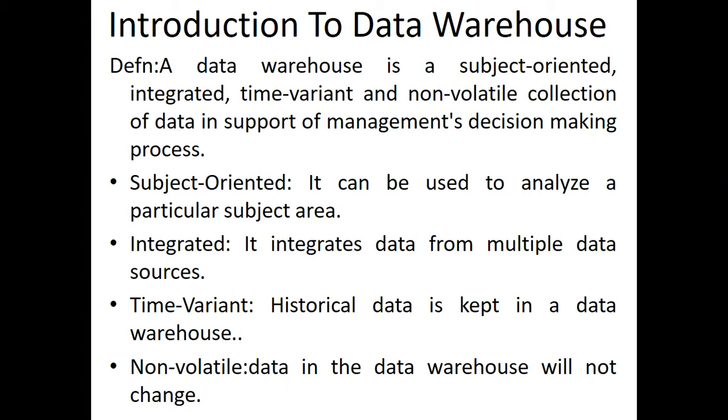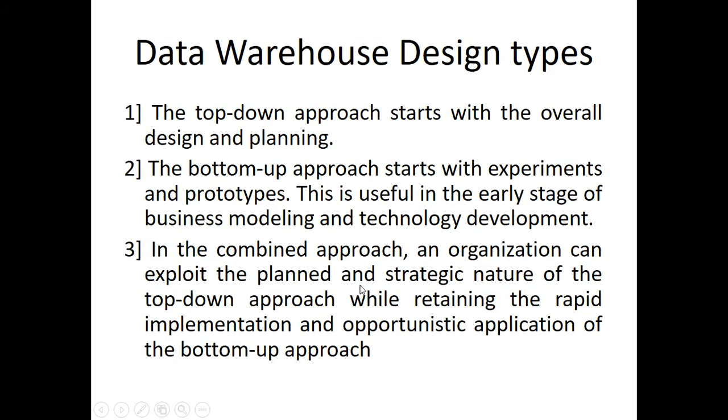Time variant. Historical data is kept in the data warehouse. Time variant means data over a particular time. We can store, for example, the last 1 year of data, the last 2 years of information, the last 10 years of information. If you want historical data, we can store it. And non-volatile means the data will not be changed. Once the data is stored in the data warehouse, it is non-volatile, so the content is not going to change. That is your data warehouse.